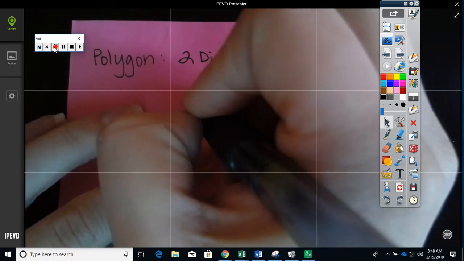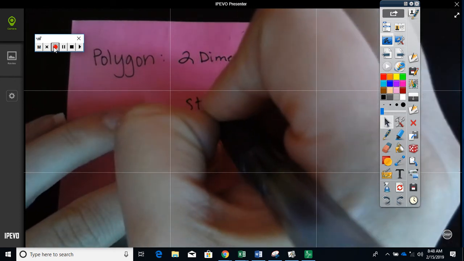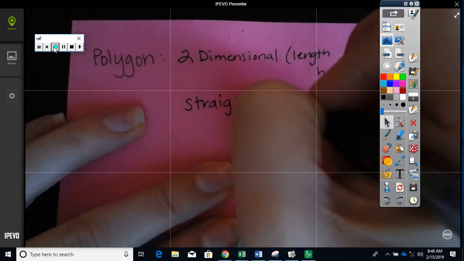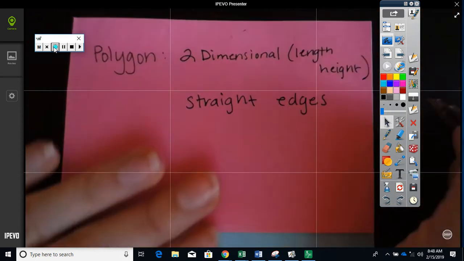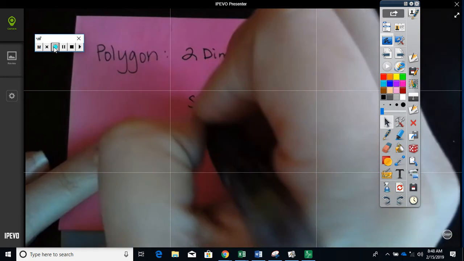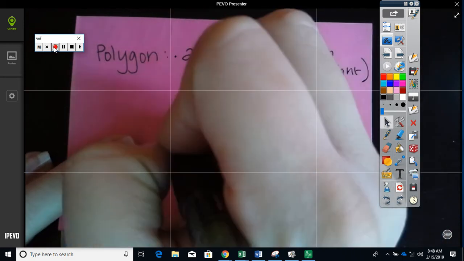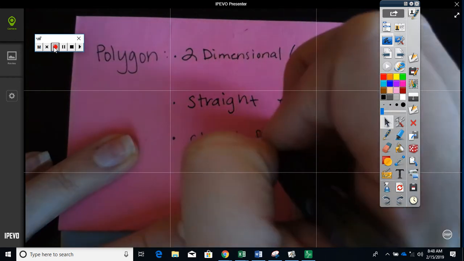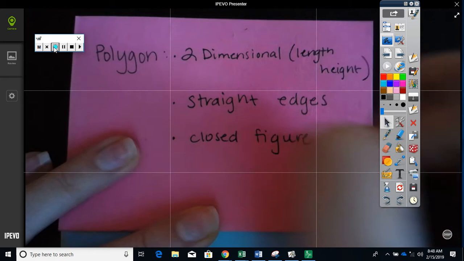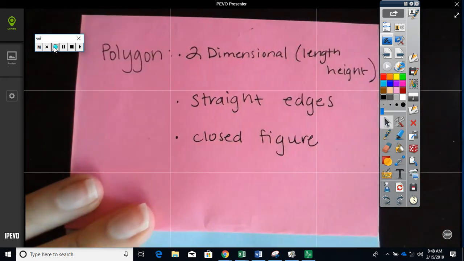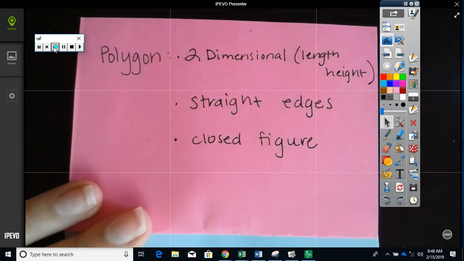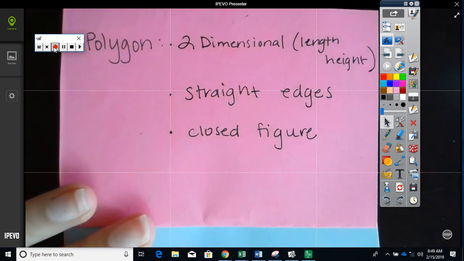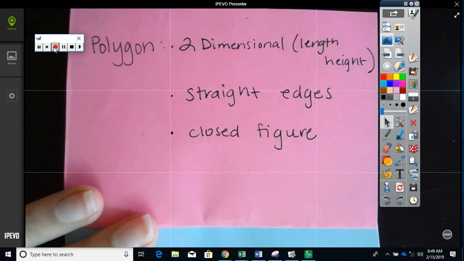The second thing you have to remember about a polygon is it has straight edges. So it can't be curved, it can't be like a circle. That's not a polygon. And then the third thing to remember about a polygon is that it's a closed figure. So I'll give you the definitions and then we'll do some examples. So that's what a polygon is.